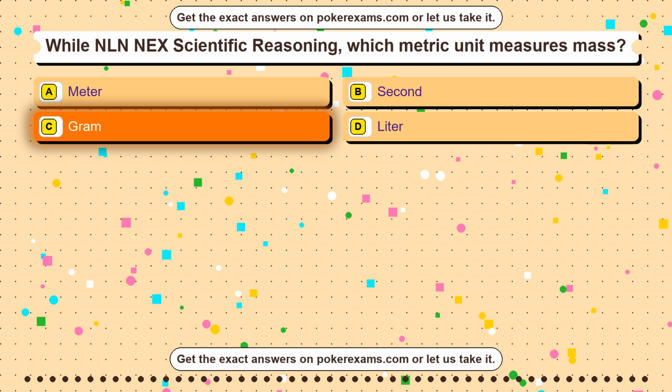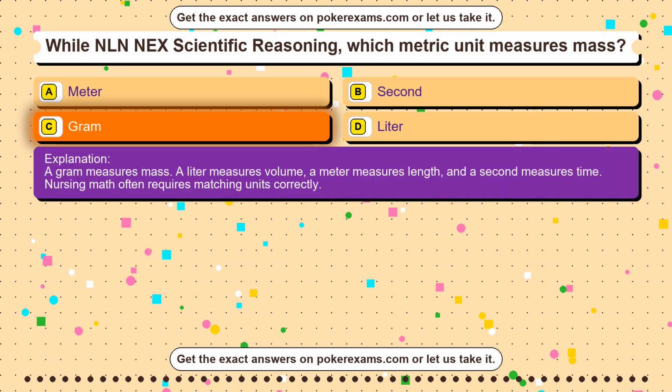GED Science emphasizes scientific reasoning, data, and experiment interpretation. Social Studies uses historical and civic sources, RLA focuses reading and writing, and geometry is part of math. The clue is experiments and data.